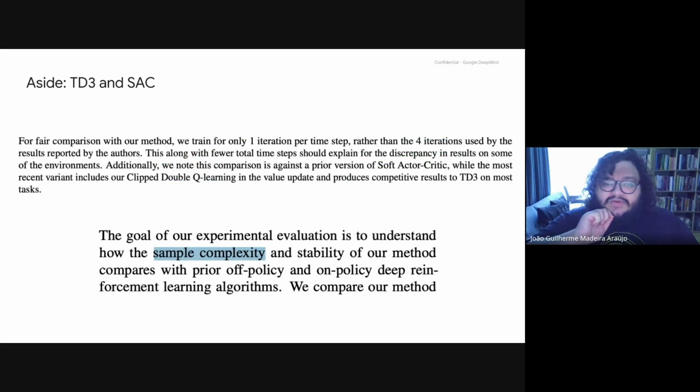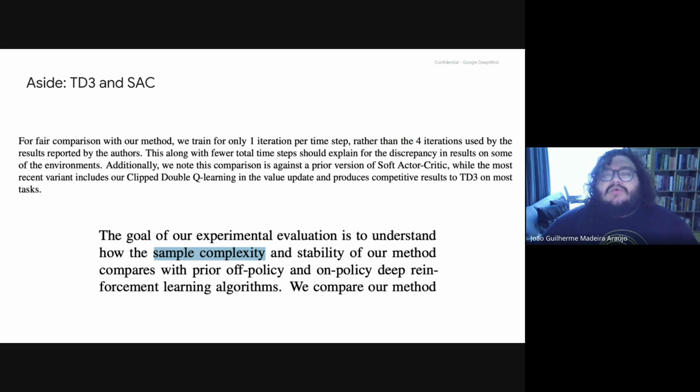And so here is the thing. If you go to the appendix of TD3, they explain something that I think should be in the main paper. They say, for fair comparison with our method, we train for only 1 iteration per time step, rather than the 4 iterations used by the results reported by the authors. This is by the authors of SAC.